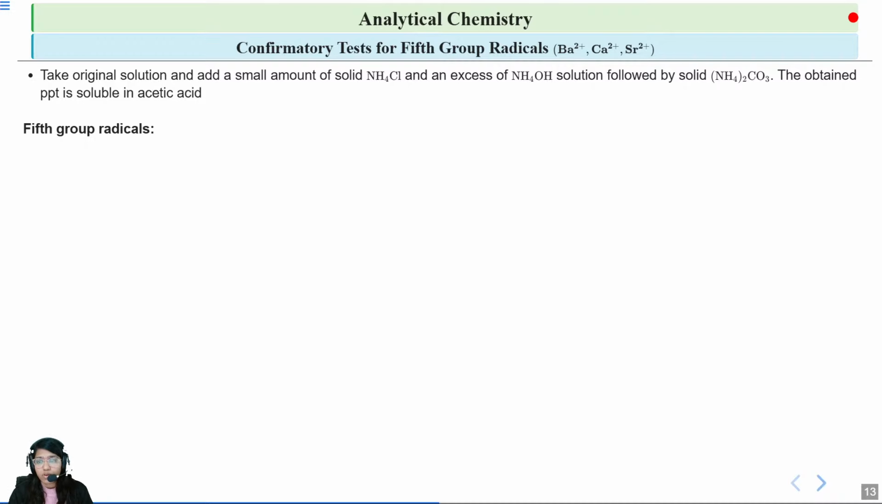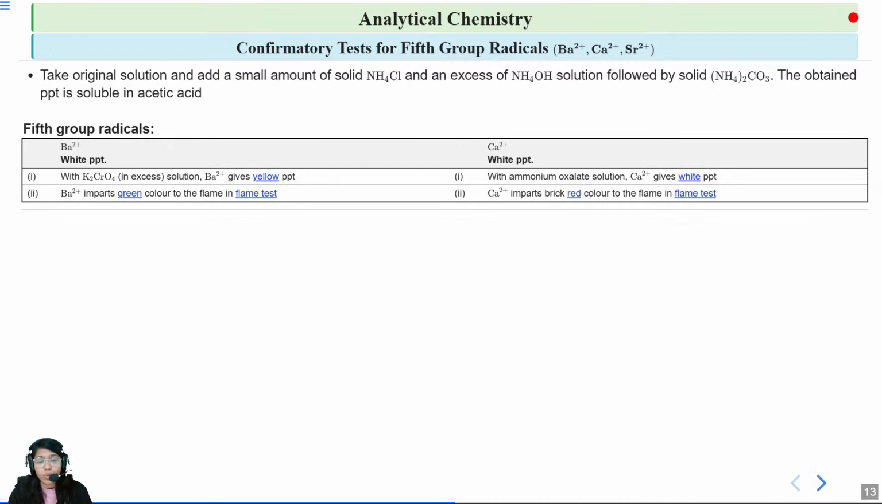Now let's see how we'll identify group 5 radicals. When testing for barium Ba2+ and calcium Ca2+ ions, both form white precipitates and they are precipitated as carbonates, barium carbonate and calcium carbonate. Barium ions react with potassium chromate, K2CrO4, to form a yellow precipitate of barium chromate, while calcium Ca2+ ions react with ammonium oxalate to form a white precipitate of calcium oxalate.